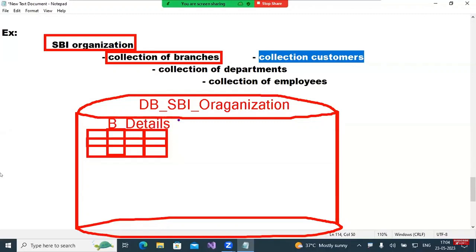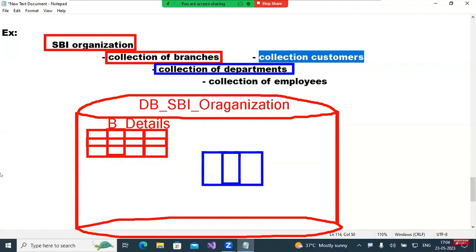Okay. Now I'm creating one more table, for what purpose here? For storing department information. So again I will create one more table. This table has department details. So now I want to store department details.